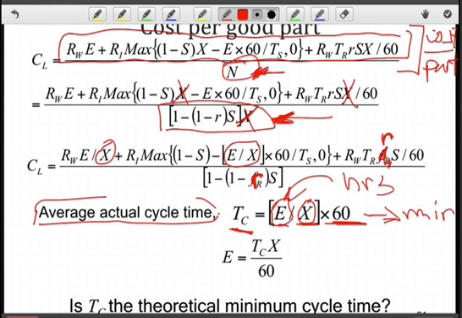Well, we can rearrange this expression to find E in terms of that average cycle time and X, and then we can substitute that into our equation here where we see E divided by X and simplify that. So my question at this point is, is T sub C the theoretical minimum cycle time? You should be able to answer that question.